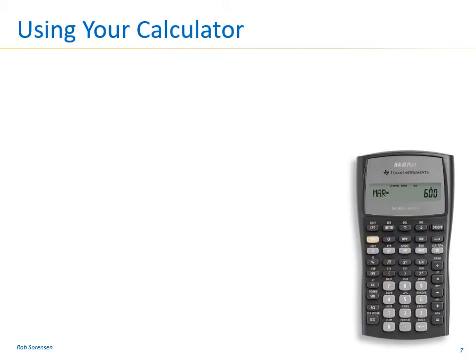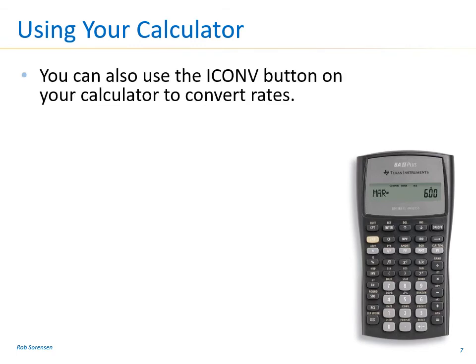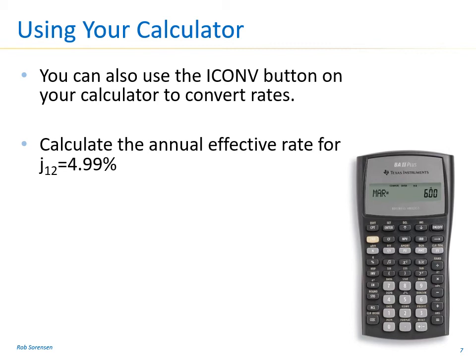Now we can also use our calculator to help us out rather than using the formulas, if you wish. There's a button on there called the iConvert button that we can use. So let's have a look at how that works. I want to calculate the annual effective rate for J12 equals 4.99%. That's what we had a little bit earlier. Well, I want to use second iConvert. If you look at the calculator, we have to press the second key and then the iConvert, which is behind the number 2.